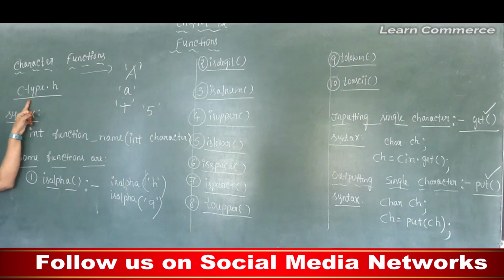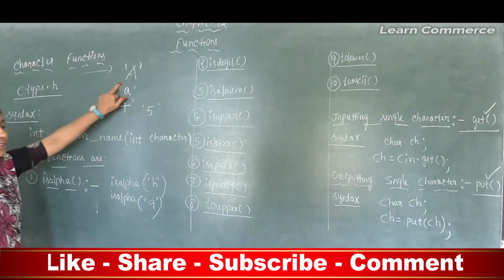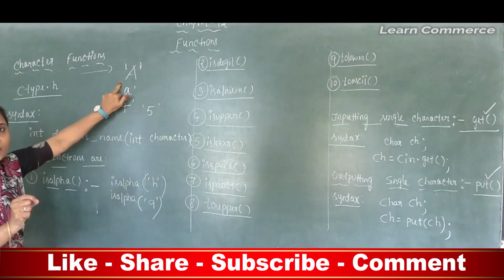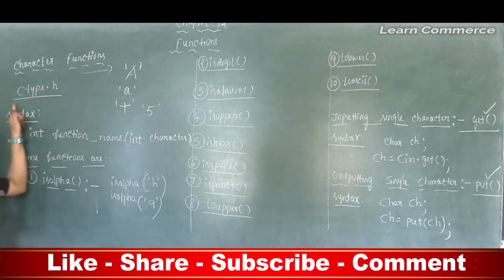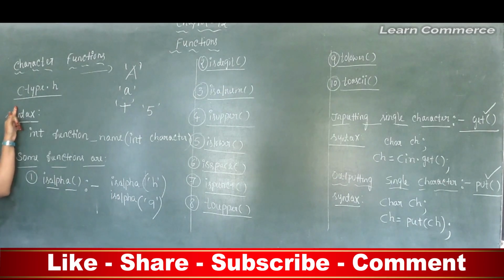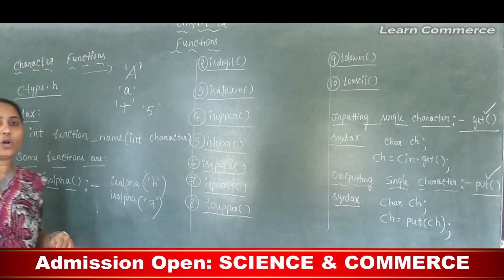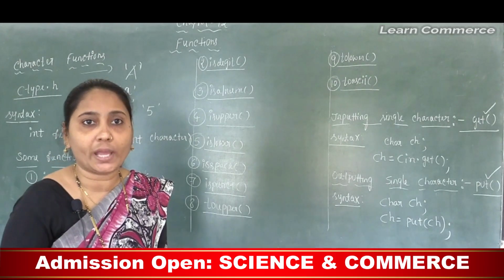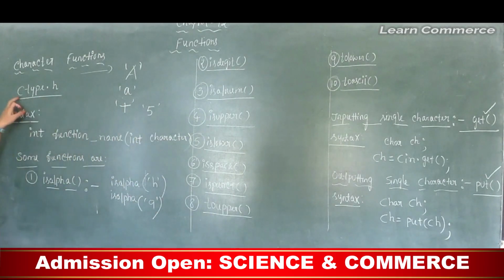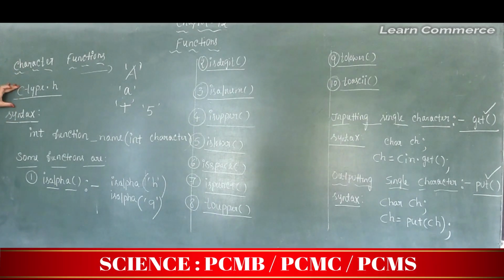So when you use a character function, that is, when you take any single character in your program, a header file is required. The header file is ctype.h. The full form of ctype is character type, okay, character type.h here. So we completed the meaning of the character function as well as which header file to use when you are going to use any character function in the program.